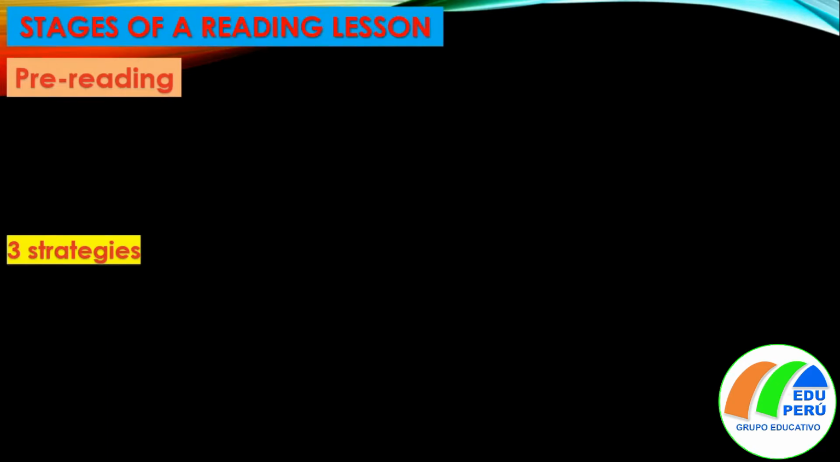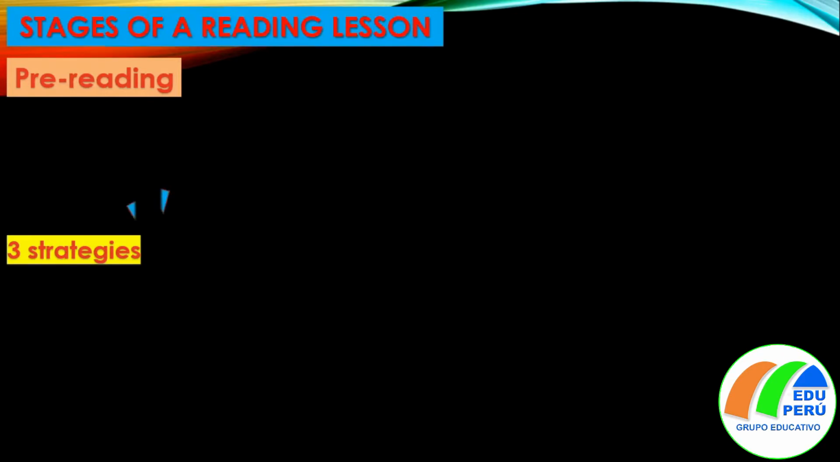Can you tell me? What strategies do we use? Nobody? Can you remember about it? What do we usually do in the pre-reading stage? What do we have to do? The first activity is important that the student knows the purpose of the reading. Yeah, this is one of the aspects.